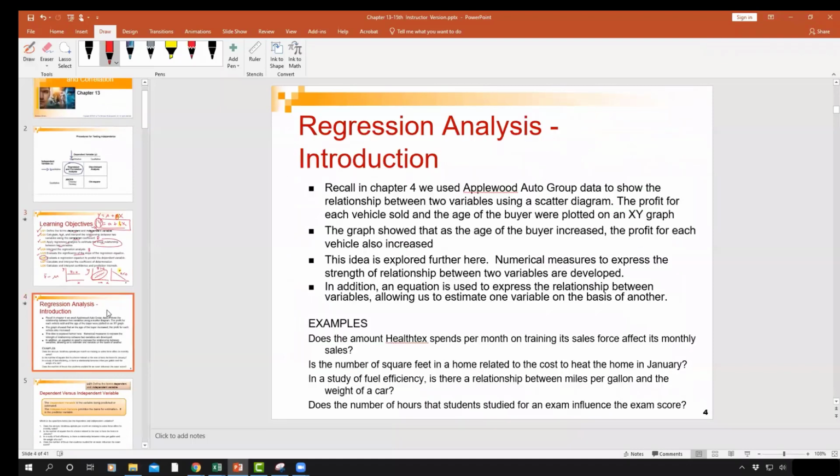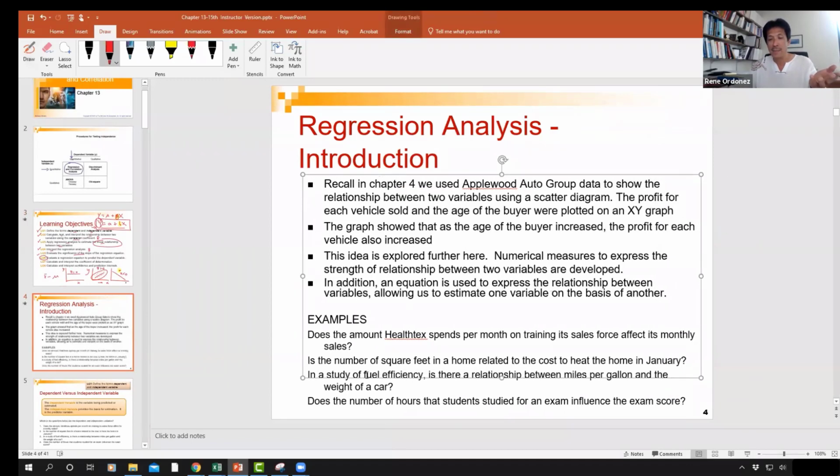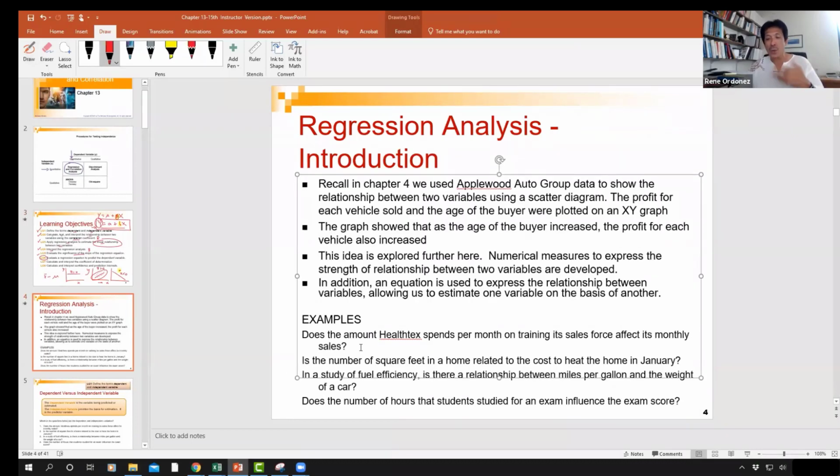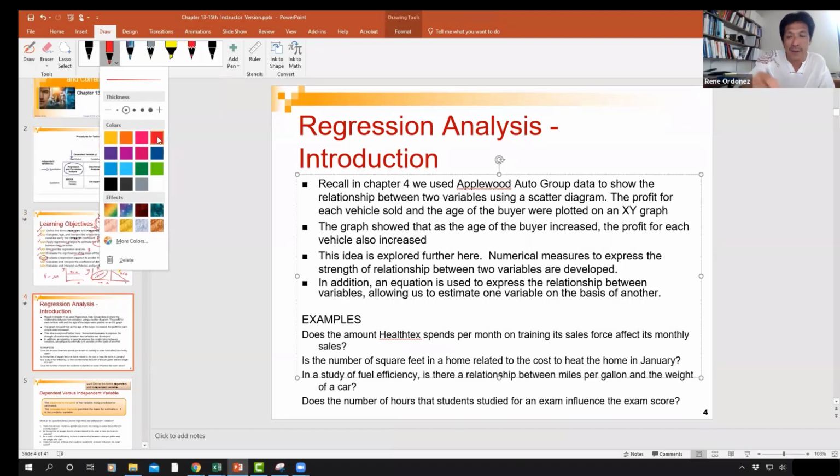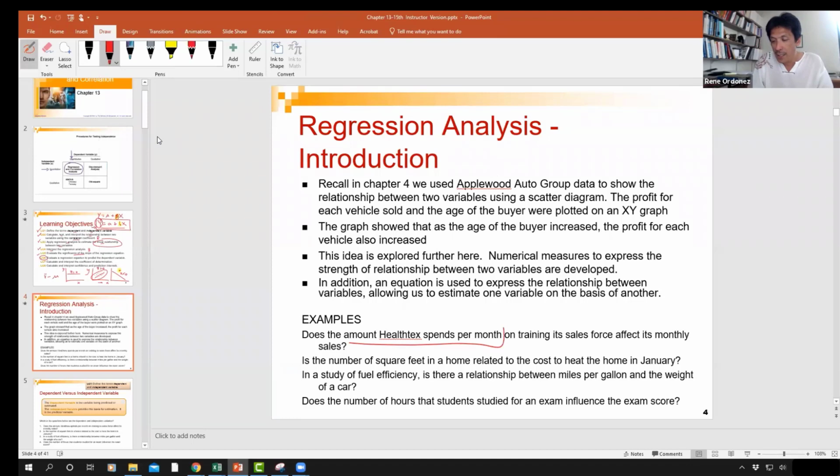Thank you. So let's look at some examples here. Regression analysis, especially this part here, right? The bottom part. So regression analysis will help us answer questions like this one here. It says, does the amount health tech spends per month on training? And so you see there that here's your first variable, amount spent per month on training. Affect.